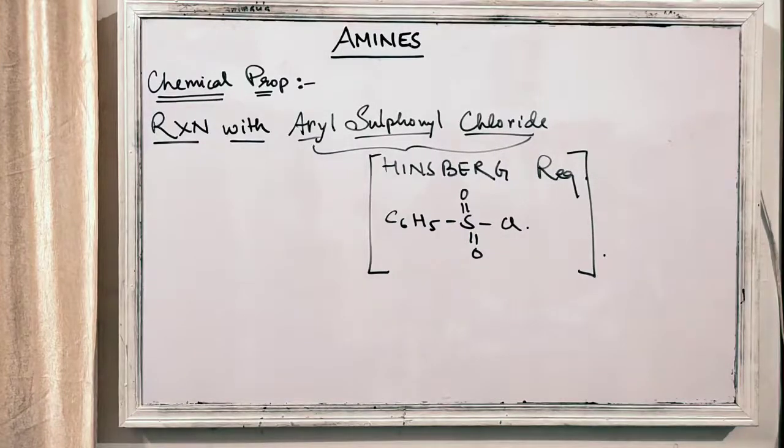Now in the Hinsberg test, we first react the amine, which we don't know what it is, with aryl sulfonyl chloride. After that, a complexing reagent is formed. Now if that reacts with NaOH, it is primary. If not, then it is secondary, or it can be tertiary. I am explaining it one by one. I am done with my refilling. So let's continue.